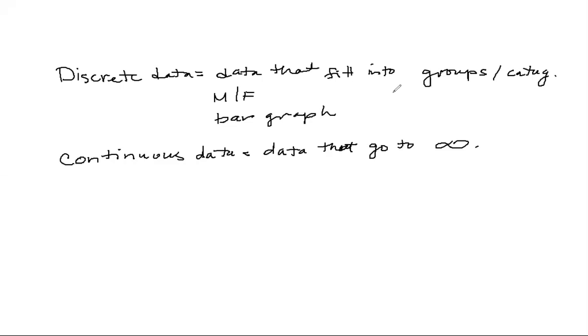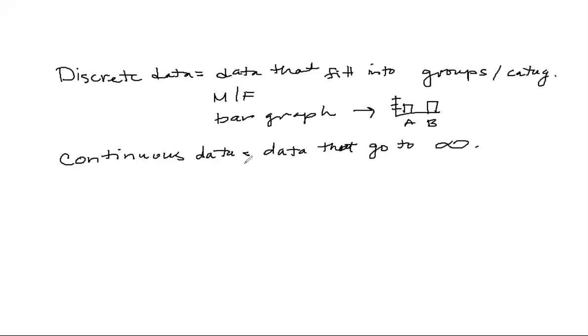What is a bar graph? You have variables, and each variable is represented by a bar, and then your number line is over here, whatever that number line is. And so if you have discrete data, you know you have discrete data because they fit into categories. You're going to make a bar graph with that data.